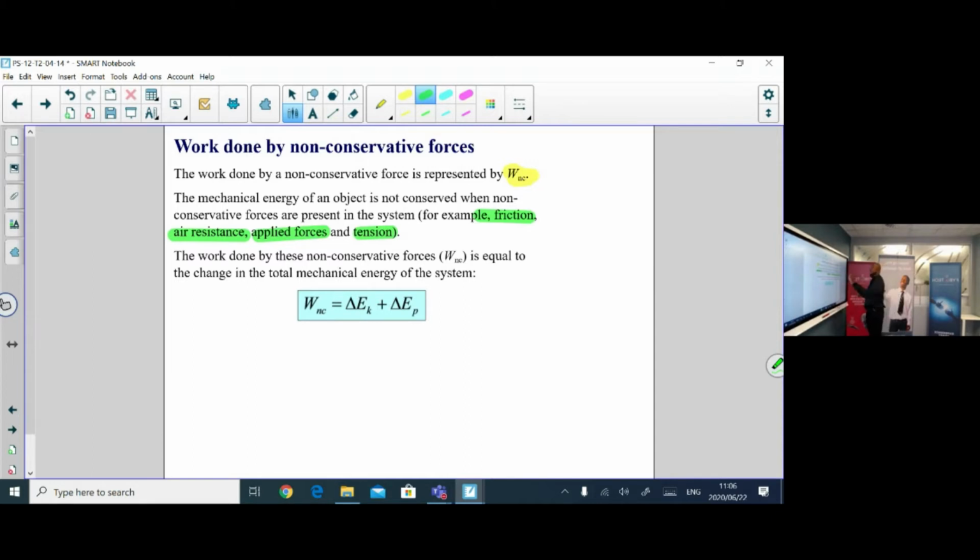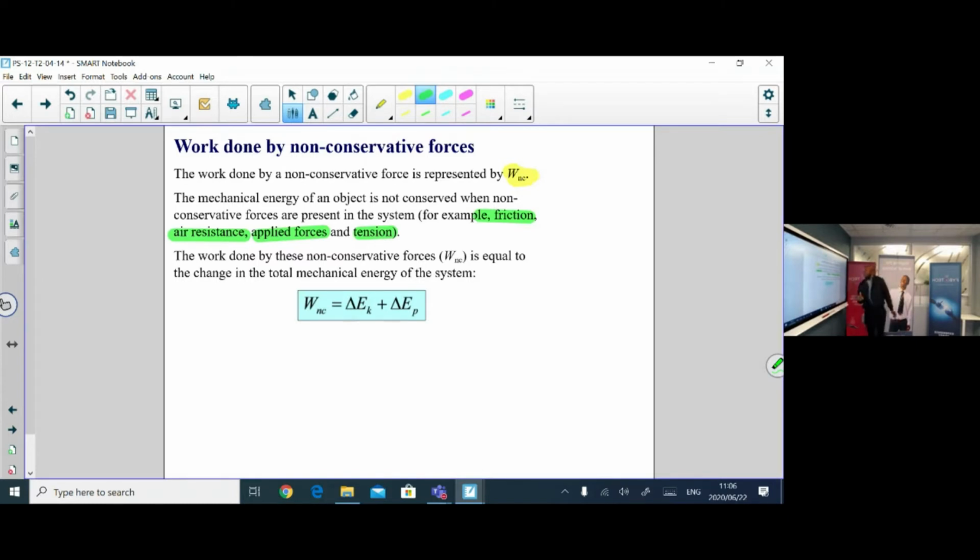Don't forget that. These are the non-conservative force examples: friction, air resistance, applied forces and tension. We have done all of these in grade 11, so this is just to emphasize things that you can come across.